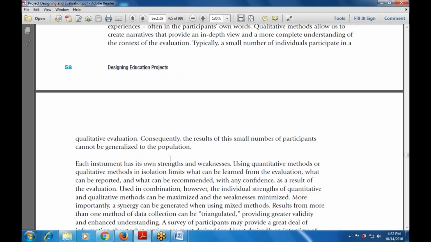So that is used with the available data, with strategies and tools used with the mixed methods. And whatever result comes out from one of the data collection methods can be triangulated, which can also provide greater reliability and an enhanced understanding.